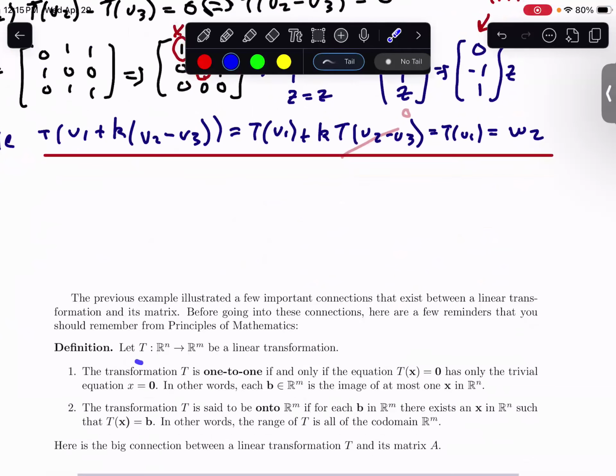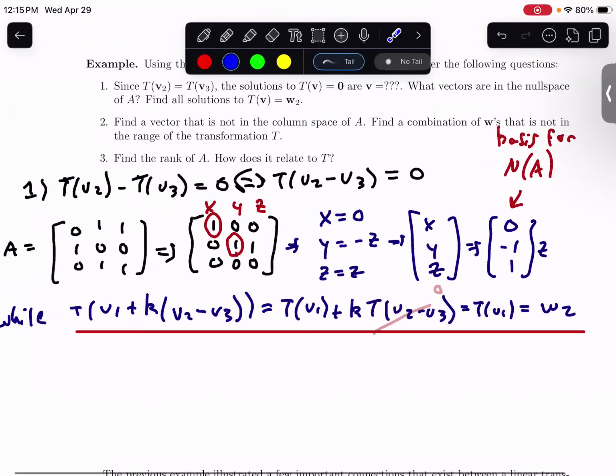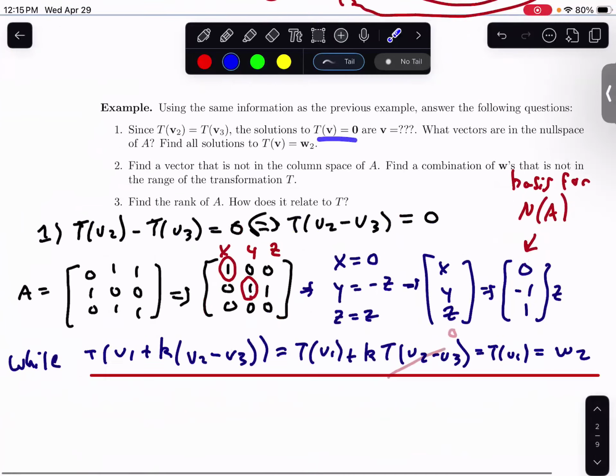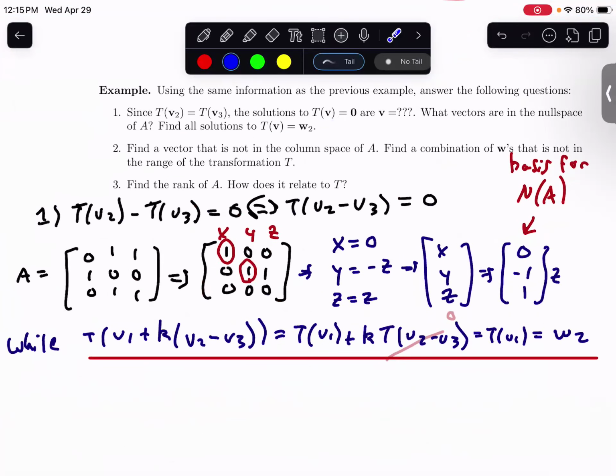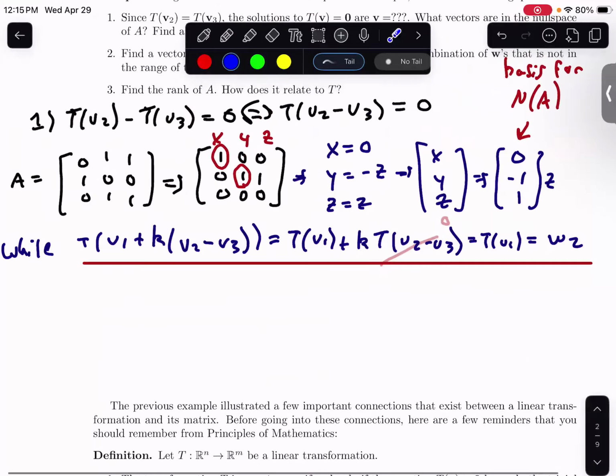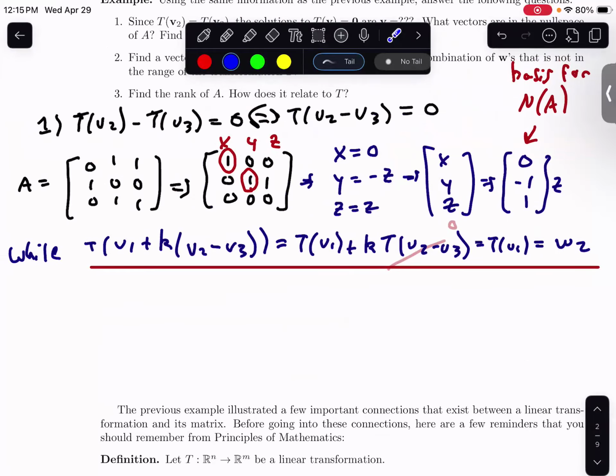So if we have that T is a map from Rn to Rm, we say that the transformation T is one-to-one if and only if the equation T of x is equal to zero only has the trivial solution x is equal to zero. So this would be an example of a function that's not one-to-one because we showed that v2 minus v3 ends up being equal to zero. And now we've shown that there's a way of directly relating this to the null space.